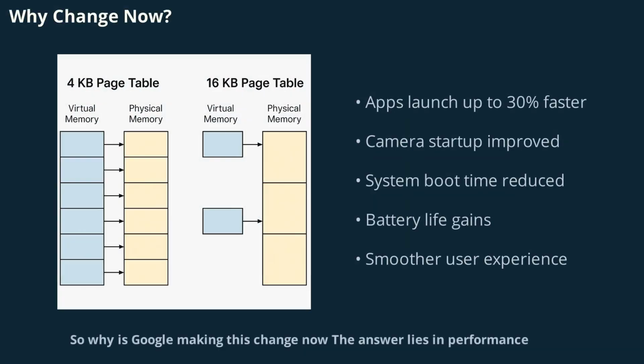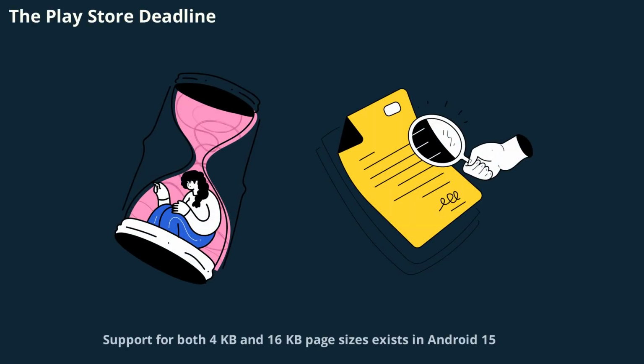Why is Google making this change now? The answer lies in performance. Google's internal benchmarks showed that moving to 16 KB pages brought real improvements. Apps launch about 3% faster on average, with some cases seeing up to 30% gains. Camera startup times improved, system boot was nearly a second quicker, and battery life saw a 5% reduction in power draw during app launches. These numbers might seem small, but across billions of devices, they add up to a noticeably smoother experience.